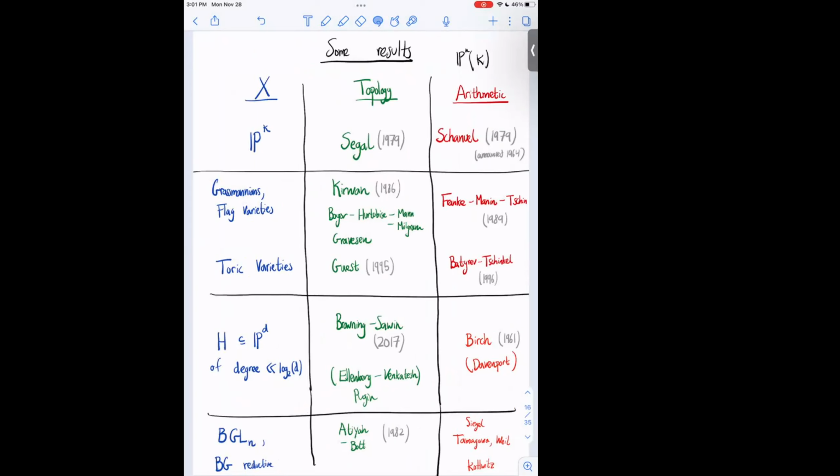That being said, I should mention that there is a correspondence between things that are known on various sides. Here I'm just listing some previous results. As I mentioned, considering various X's, Segal proved that there's homological stability for P^n, and then Kirwan, and all of these various people in some combination, proved things for Grassmannians, flag varieties, and toric varieties on the topological side. They proved that there's homological stability for the topological mapping space.